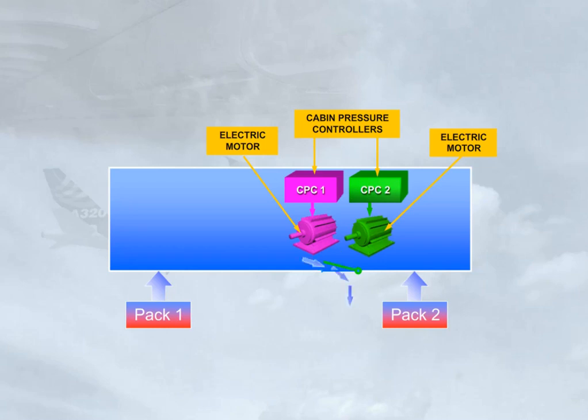Note, the CPC receives data from the Air Data Inertial and Reference System, ADIRS, the Flight Management and Guidance Computer, FMGC, the Full Authority Digital Engine Control, FADEC, and the Landing Gear Control and Interface Unit, LGCIU, in order to elaborate the different pressurization control laws.